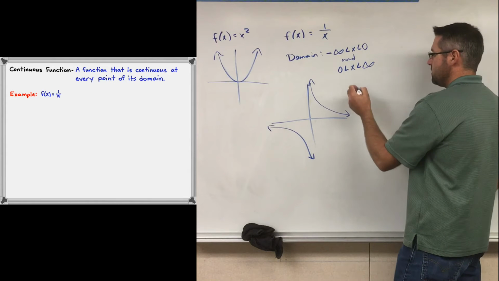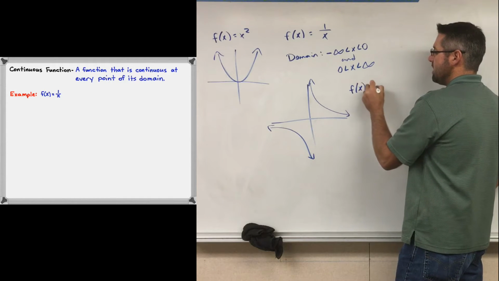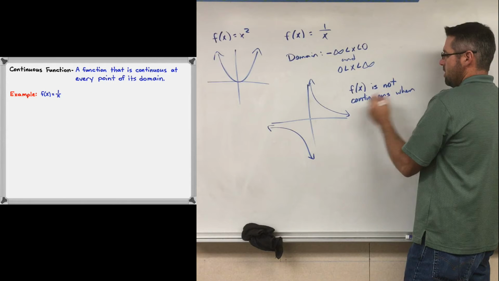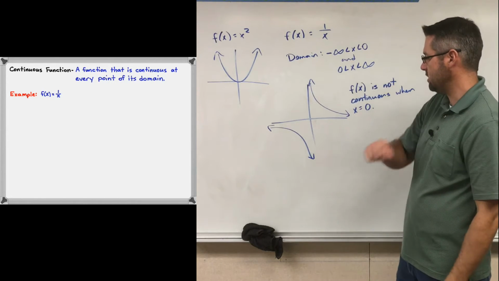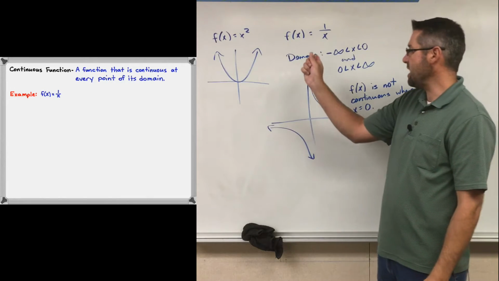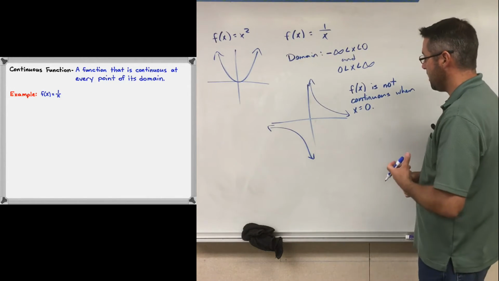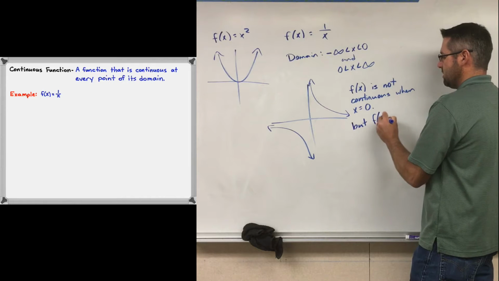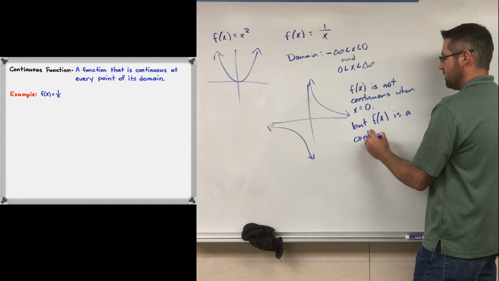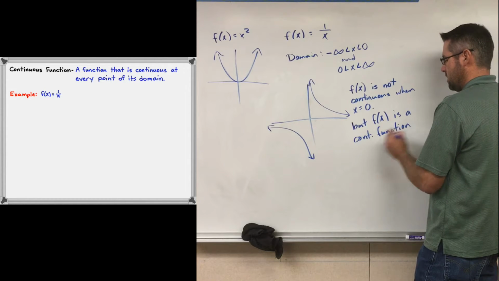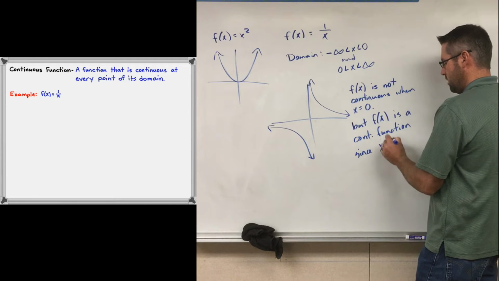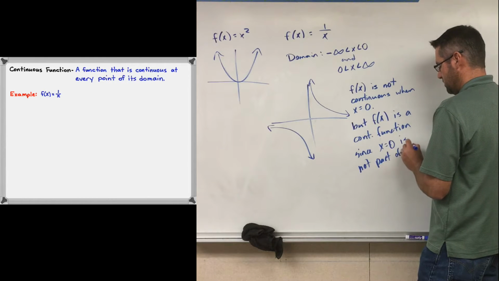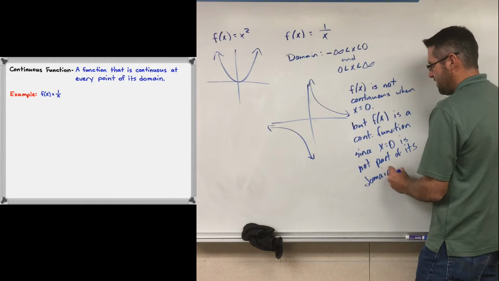We would conclude with this. We would say f of x is not continuous when x equals 0. That's true. It's not continuous. I had to pick up my pencil and set it back down in order to continue my function. So it's not continuous when x equals 0. But f of x is a continuous function since x equals 0 is not part of its domain. Okay, so I'm just going to leave it there.